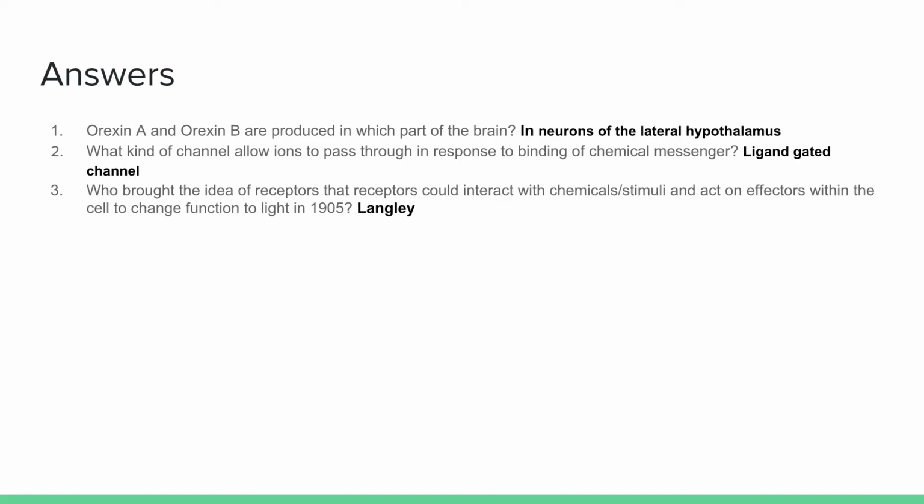Here are the answers to the questions. Orexin A and orexin B are produced in the neurons of the lateral hypothalamus. Second question, the ligand-gated channel allows ions to pass through in response to binding of a chemical messenger. And the third question, Langley brought the idea of receptors, that it could interact with chemicals, stimuli, and act on effectors within the cell to change functions to light.